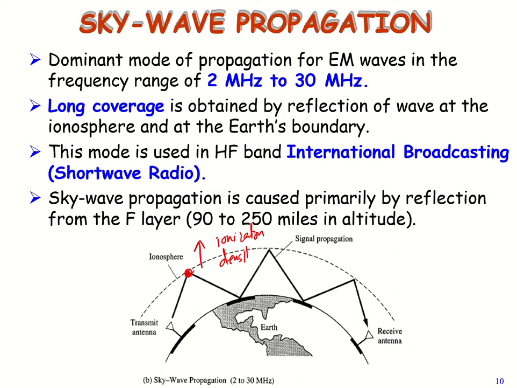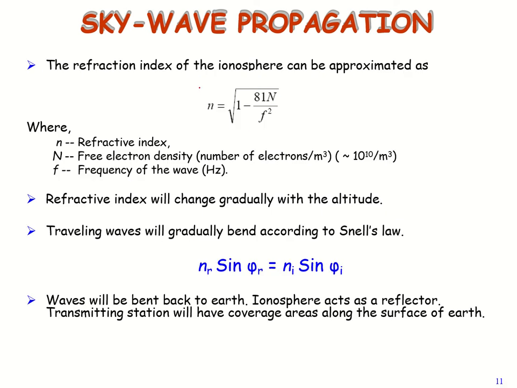Ionization density, that is, how many ions we have in those layers. That term is basically defined as the refraction index. We call this the refraction index and it is defined like this. The refraction index tells us how much the waves are being reflected from the ionosphere. It is 1 minus 81 times N over f squared, where N is the ionization density.